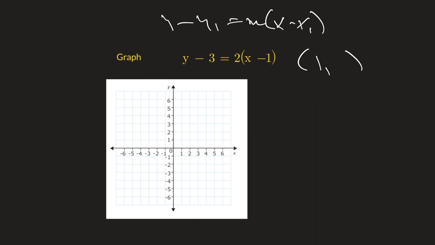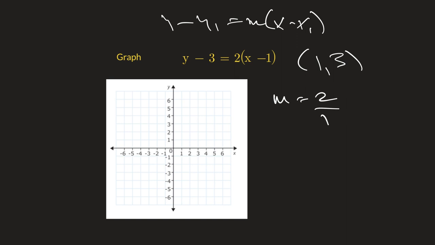What's the y value? 3. The y value is 3. Y minus 3. That is your y value. Guys, there's the point that was used, 1, 3. What's the slope? 2. And I'm going to write it 2 over 1 because we want a rise and a run. If it's just 2, it's technically 2 over 1. Okay? So now, here's how we graph this.